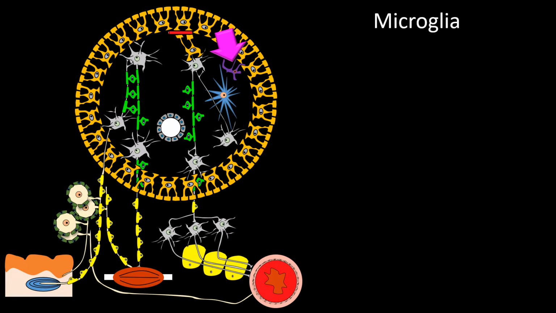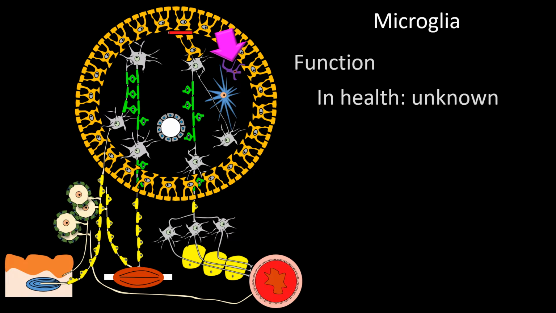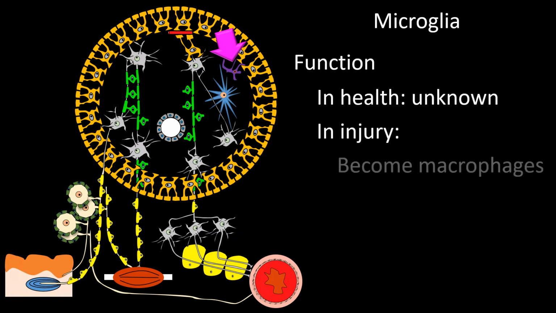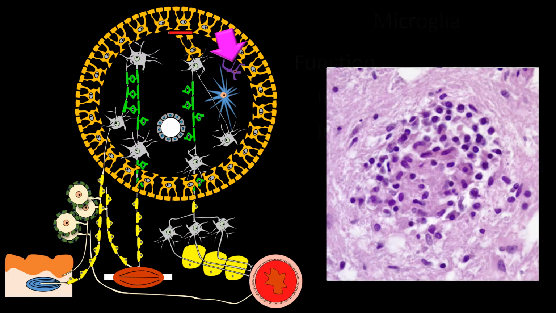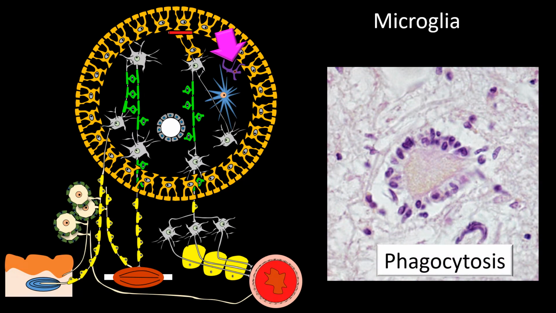Next, I will tell you a few words about microglia. The function of microglia in health is unknown. In case of injury to the central nervous system, they become macrophages, devouring pathogens and debris. You can see in this specimen a bunch of microglia devouring a cell. Here they are consuming the cell by phagocytosis.